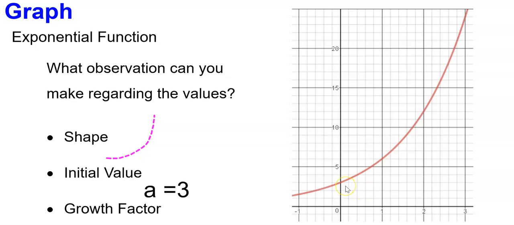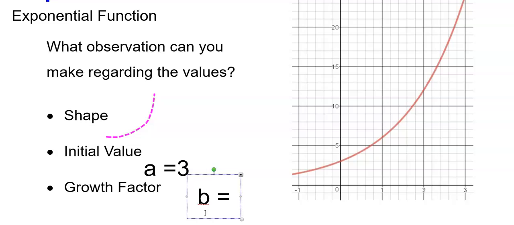The growth factor is then how much that initial value is multiplied in each subsequent x value. So we're at 3 at 0. We notice at 1 we're at 6, and then at 2 we're at 12. So from 3, 6, 12, each time it's multiplying by a factor of 2. So in this case, our growth factor, or b, is equal to 2.